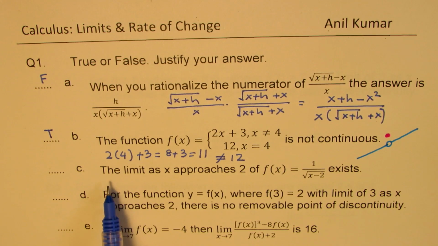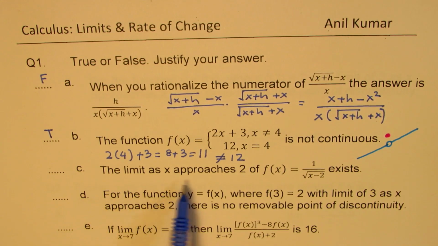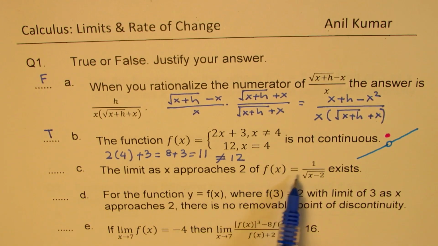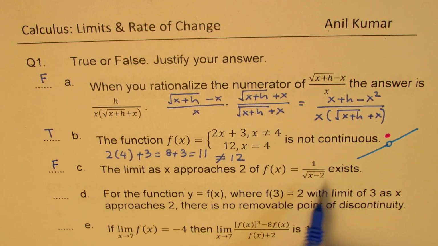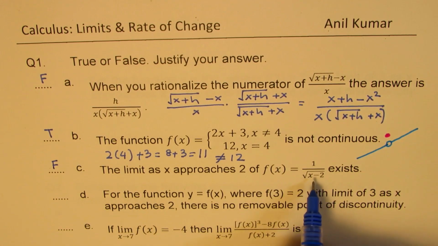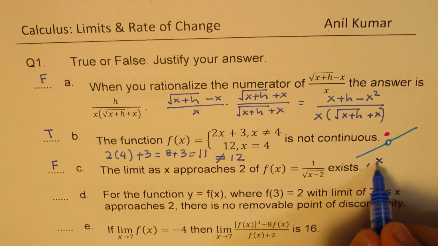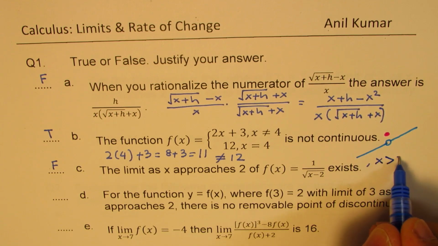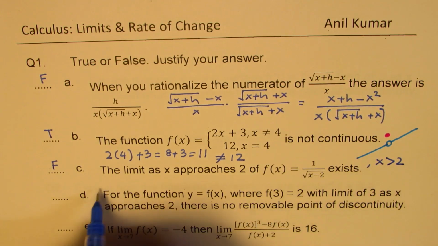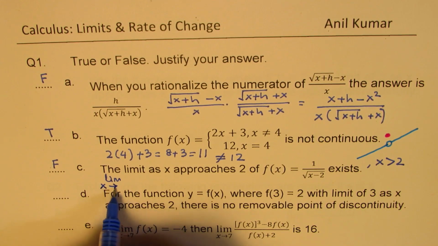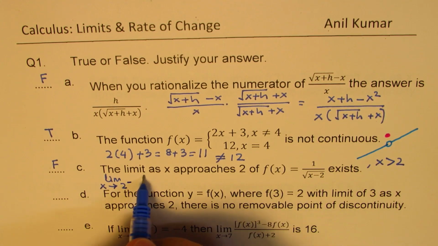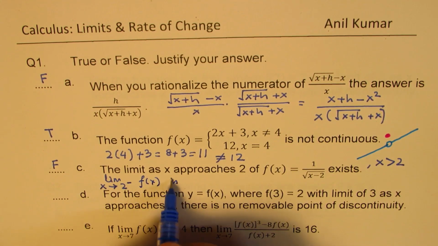Okay. Part C is the limit as x approaches 2 for f of x equals 1 over square root of x minus 2 exists. The answer is false. Can you tell me why? Well, this function is only valid for x which is greater than 2, right? So the limit of the function when x approaches 2 from the left side, right, is not defined.